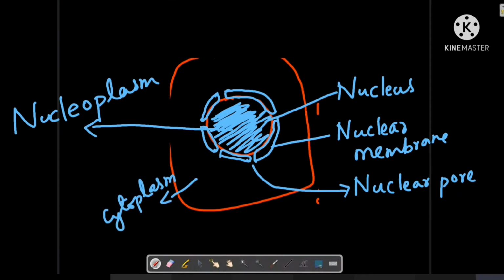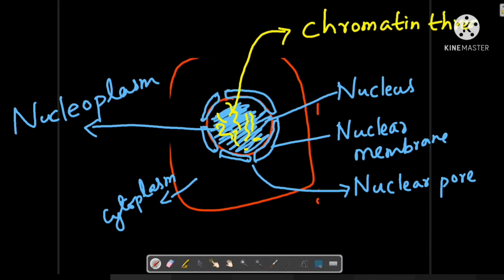Now, inside the nucleus, in the nucleoplasm, there are some thread-like structures. These thread-like structures are called chromatin thread. Now, this is for a young cell. Chromatin thread can be seen in a young cell. That means a newly formed cell.